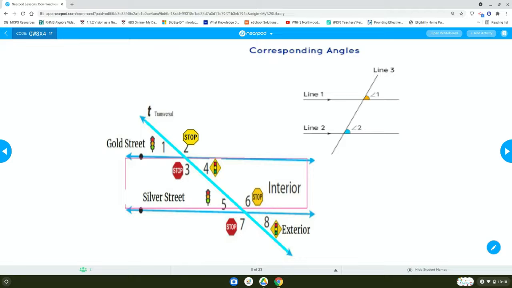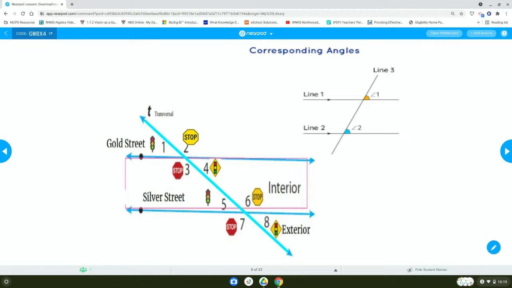The next vocabulary you're going to hear us talk about will be corresponding angles. What are corresponding angles? Corresponding angles exist when you have parallel lines cut by a transversal. An angle found on a spot on one line is going to be congruent to an angle found in a similar spot on the other parallel line. The first parallel line was Gold Street. When we cross to the right side of Gold Street, we see a yellow stop sign. Now jump to Silver Street, which is parallel to Gold Street. When you cross to the right side, you also see a yellow stop sign. So angle 2 is corresponding to angle 6.